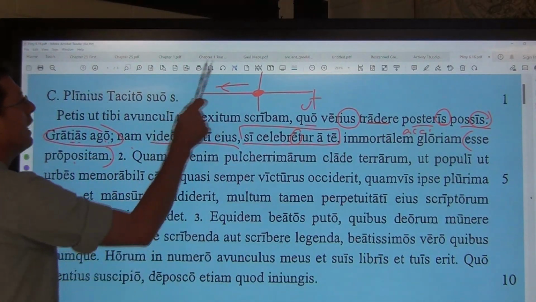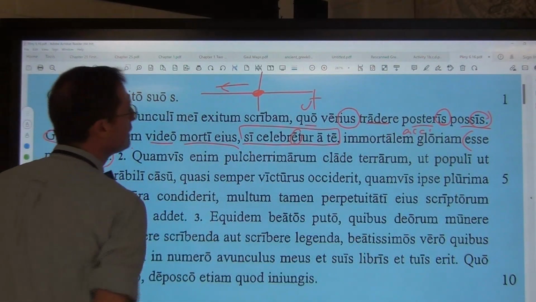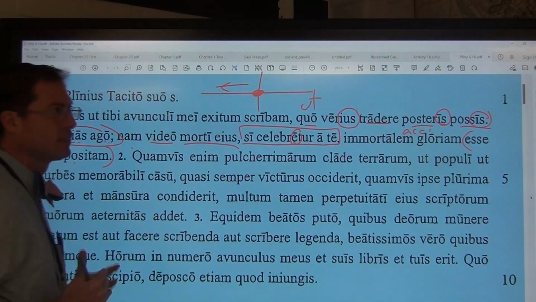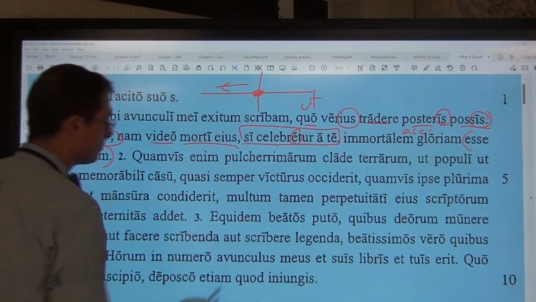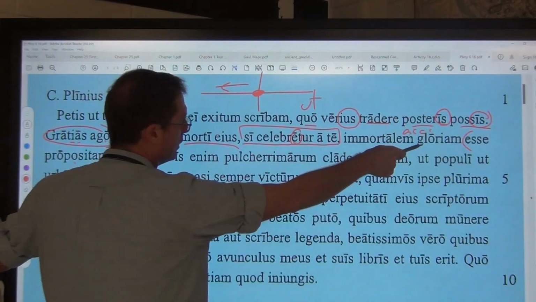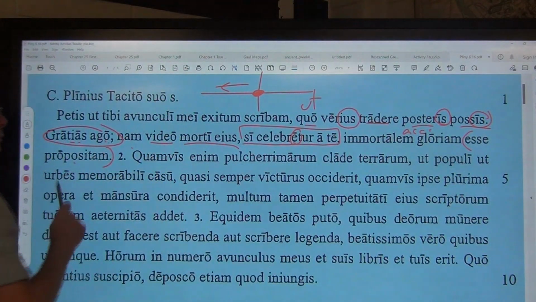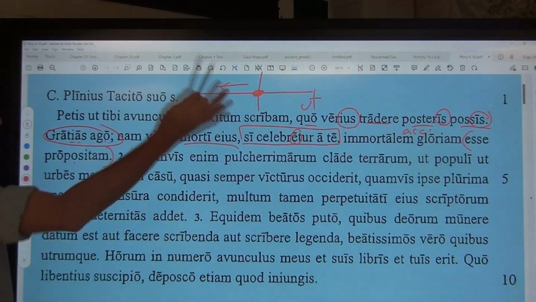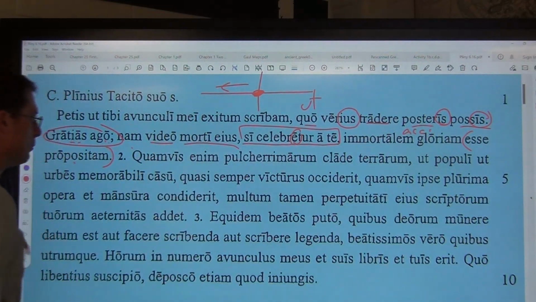And so, if he should be celebrated, if he should be obviously dealt with, written about by you, then of course I see that his immortal glory has been put out there, or has been obviously made more widely available.